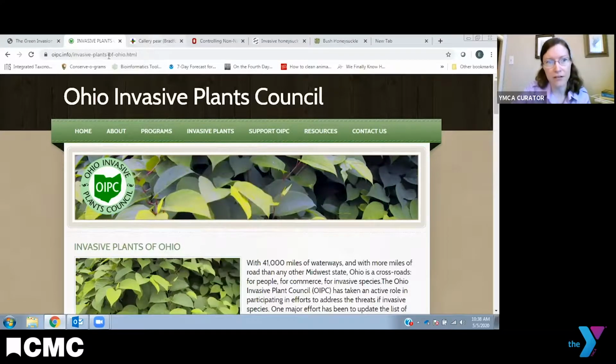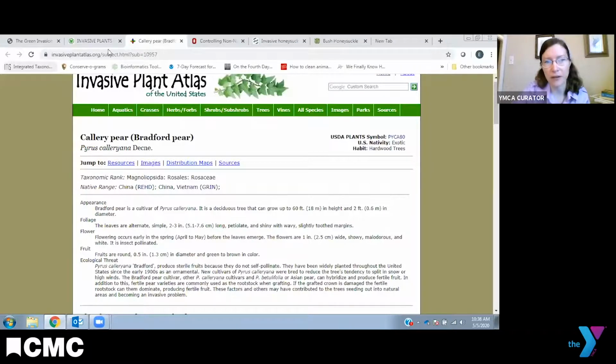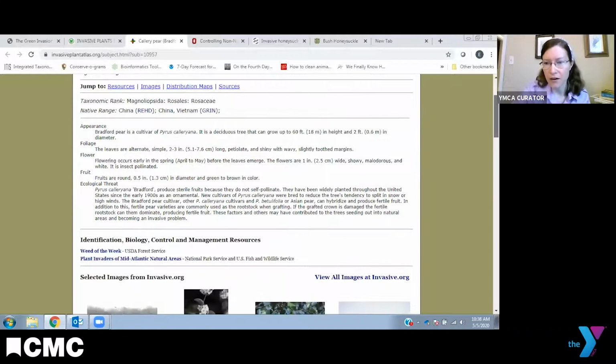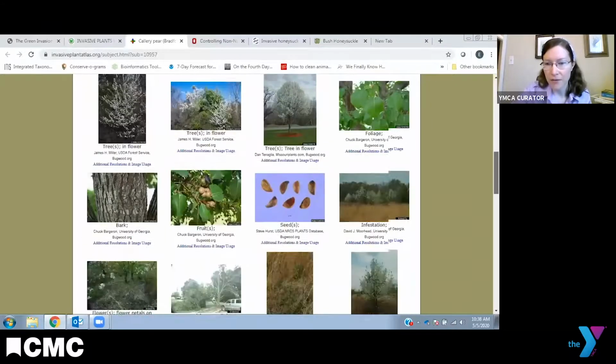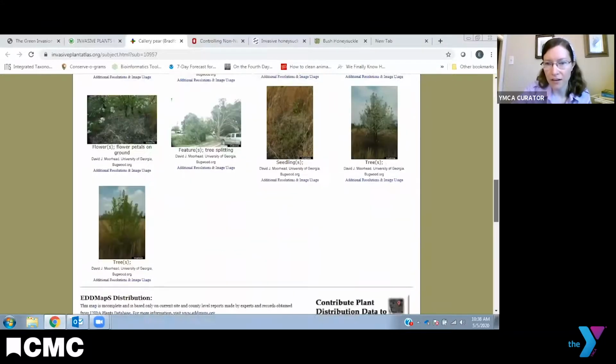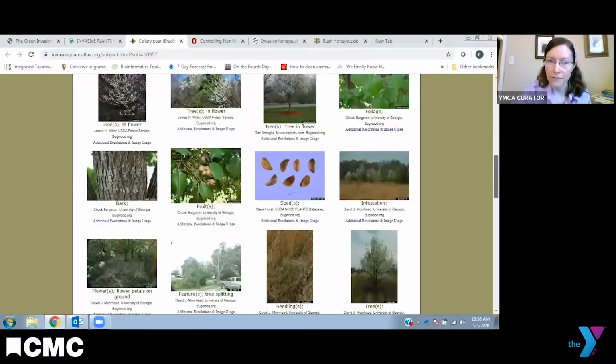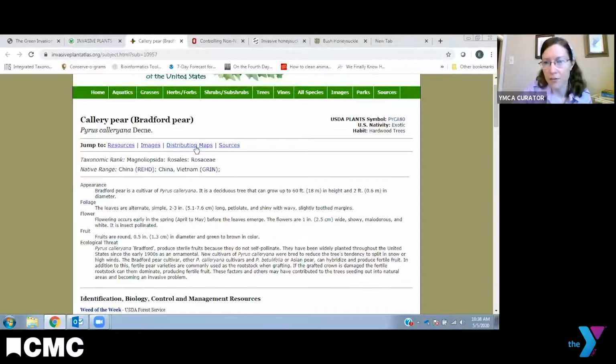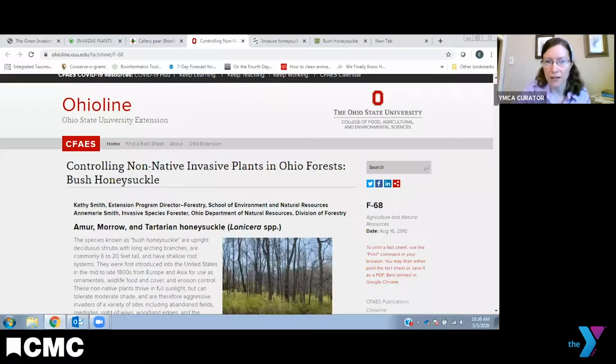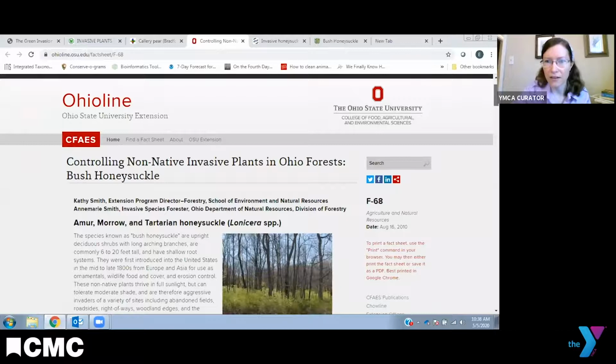Another resource you can use is invasiveplantatlas.org, and they have an incredibly large list of invasive plant species. And that has a lot of photos. So if you want to try to identify these things, you can look here on these photos, and it'll be really helpful. It also has distribution maps of where that species is found, things like that. The Ohio University Extension has some good resources. They have some fact sheets on honeysuckle and such like.